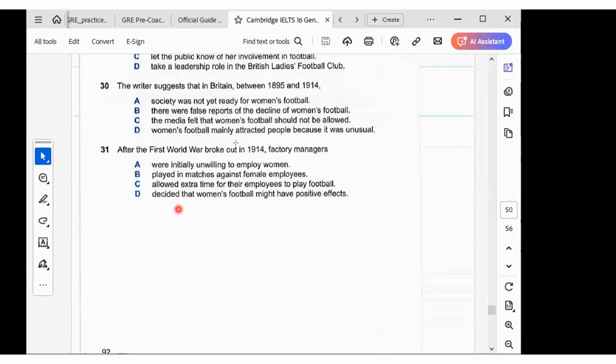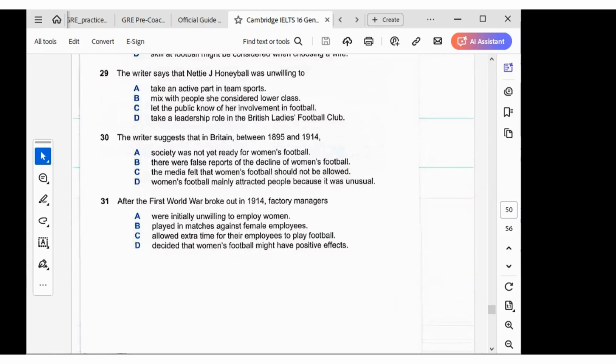After the First World War broke out, factory managers were initially unwilling to employ women. No. Factory managers played in matches. No. Factory managers allowed extra time. No. Factory managers said that women's football might... Yes. Answer is D, because it boosted morale. I saw that in the passage, they said it boosted morale. Ladies and gentlemen, I've solved questions 1 to 40. I have solved all the questions from 1 to 40.